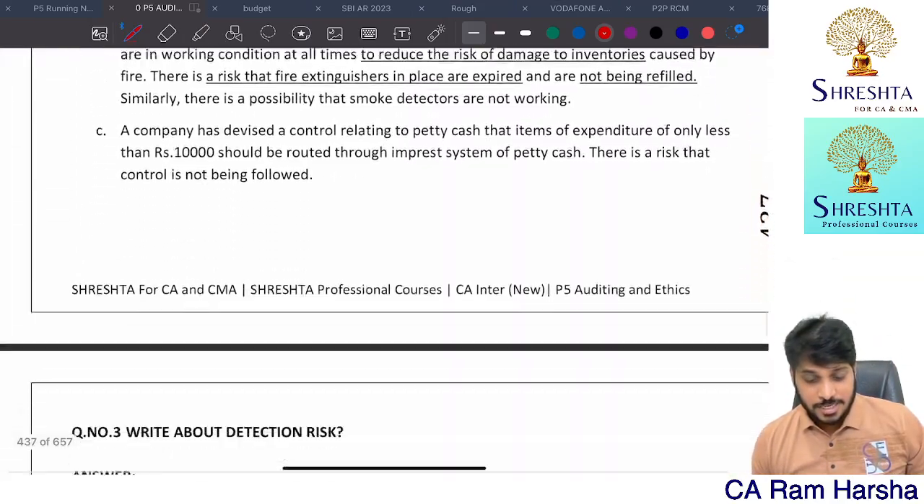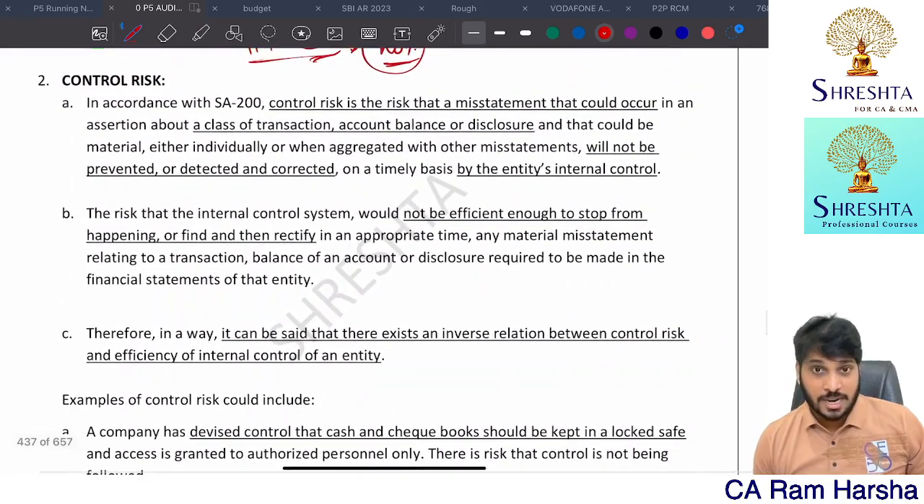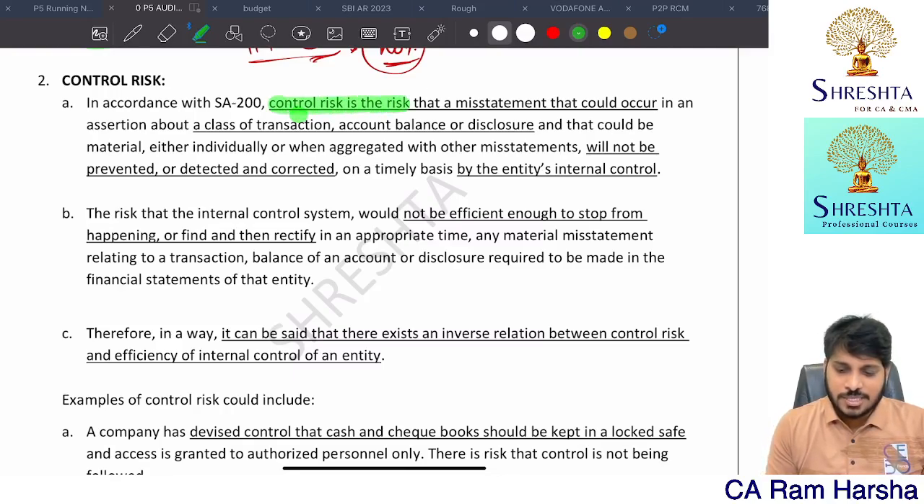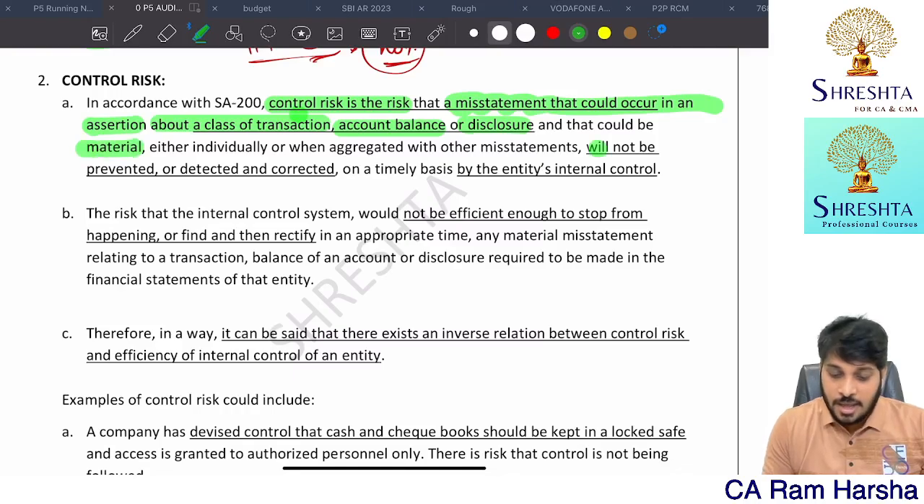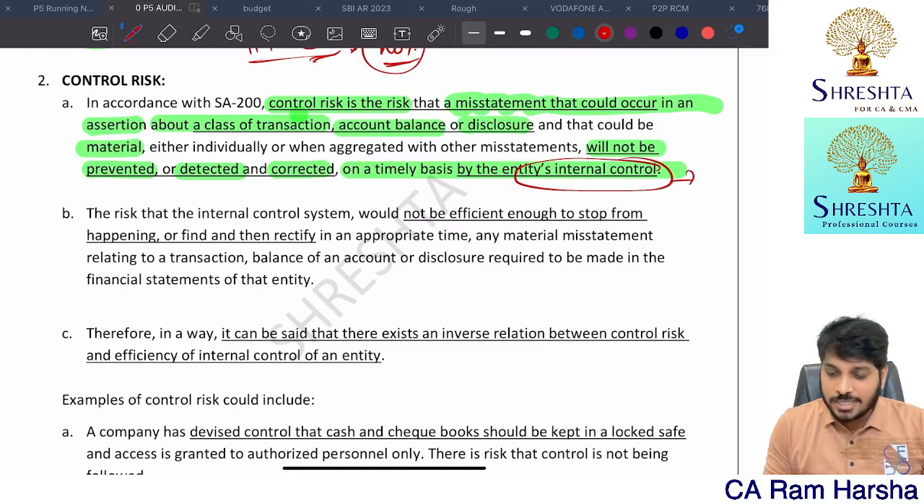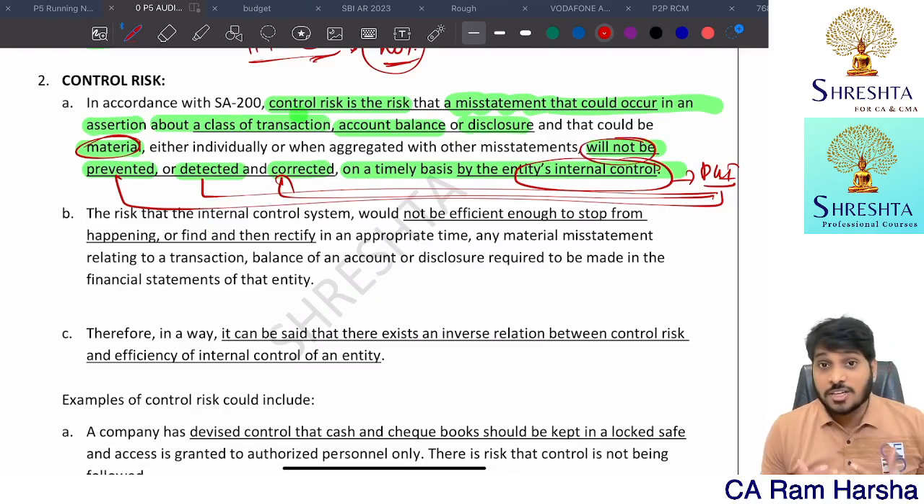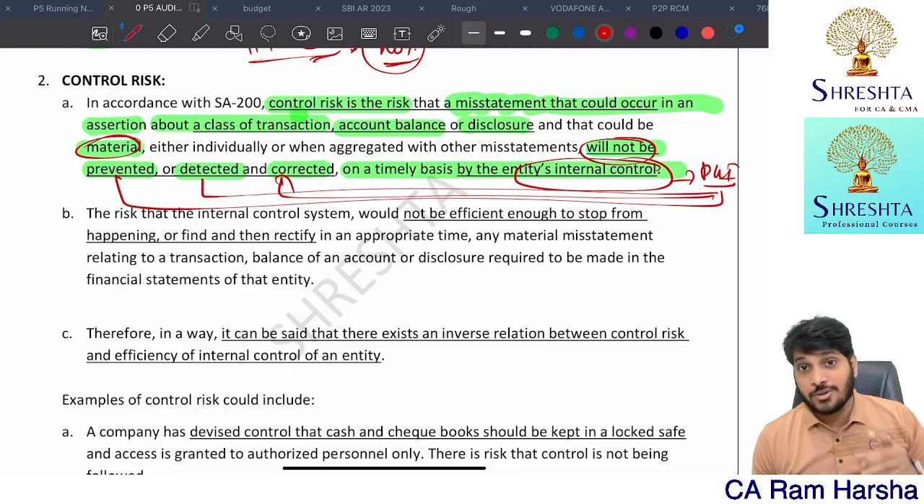Next, we'll finish the control risk discussion, and then I will go back and sum up. So the next one is control risk. What is control risk? Control risk is the risk that a material misstatement that could occur in an assertion in a particular class of transaction or account balance will not be prevented, detected or corrected on a timely basis by the controls. If internal controls designed and implemented by the company are not preventing, detecting or correcting material misstatements occurring because of control weakness or control failure, that's called control risk.